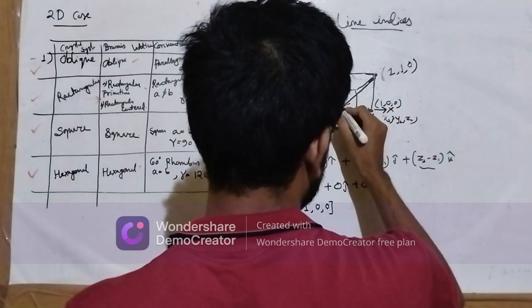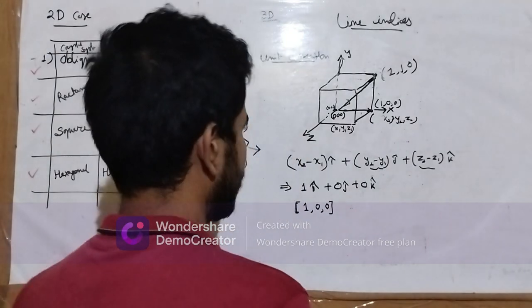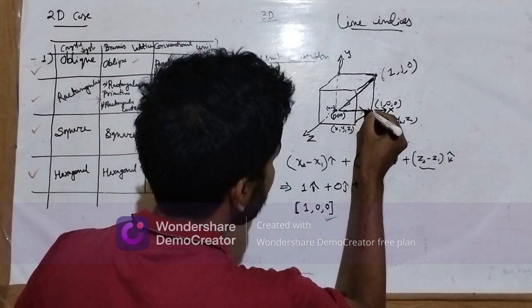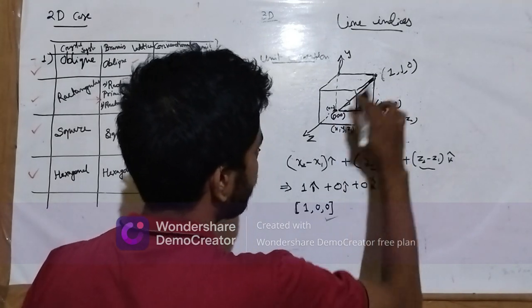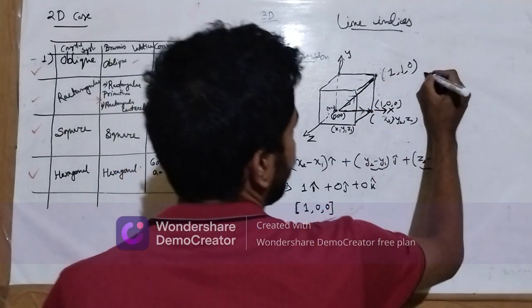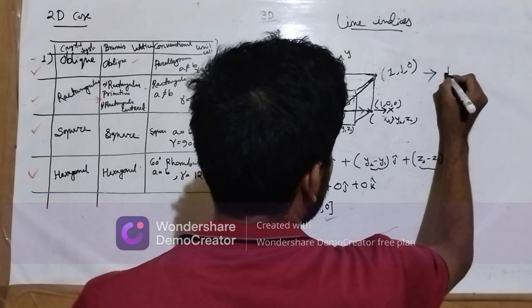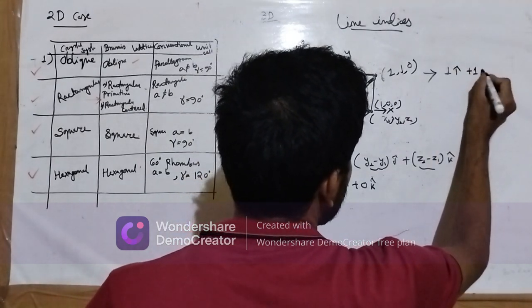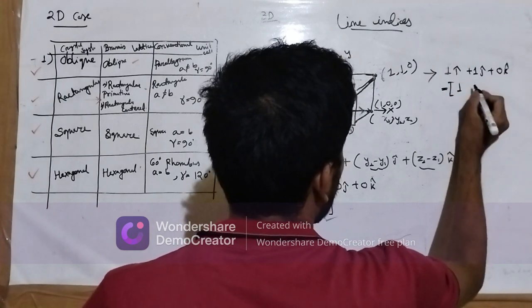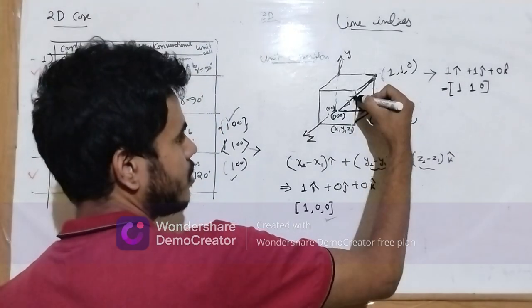So what will be the line indices of this line? Direction is important here, and in this case the direction is like this. I am going to calculate the line indices from this point to this point, and this is the direction. So apply the same formula: 1 i cap plus 1 j cap plus 0 k cap. So the line indices will be [1 1 0] in this case. And remember, this is for this direction.